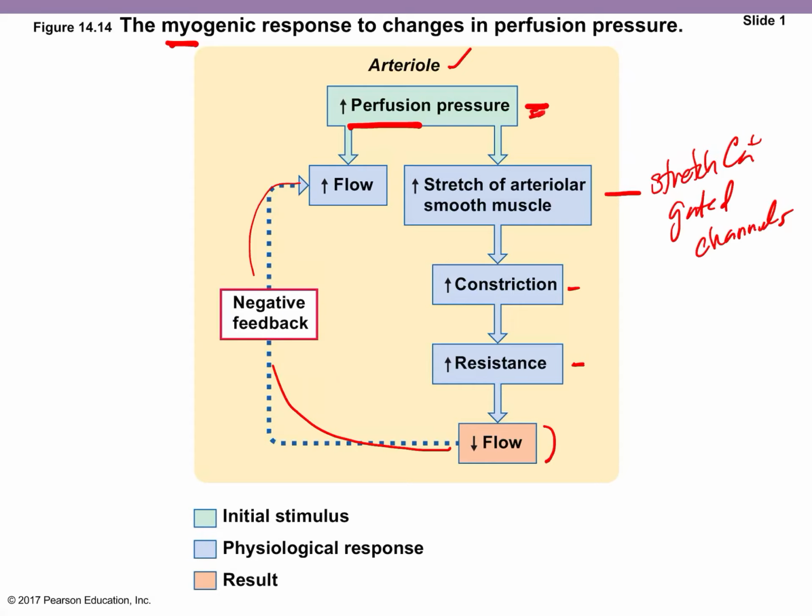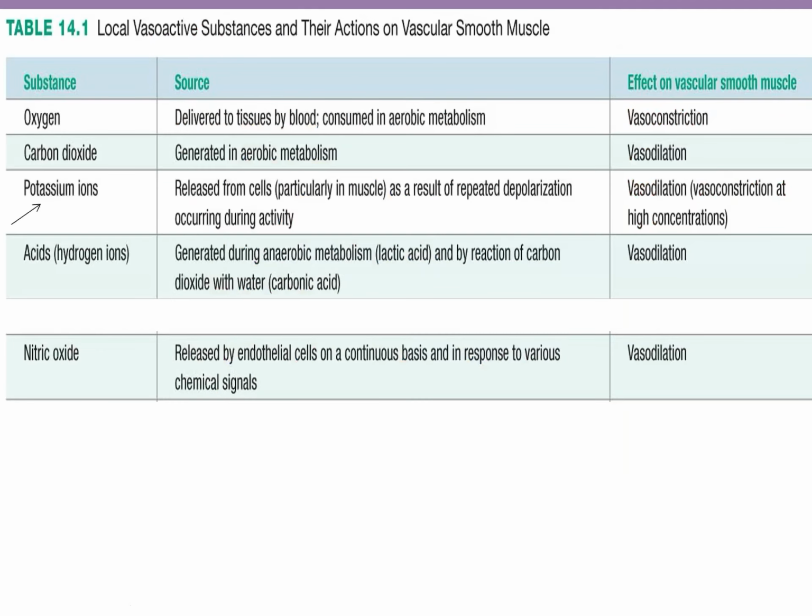But this is a response to the perfusion pressure. So there's a lot of blood coming in there. The muscle cells will actually contract to increase resistance. And the purpose of this, okay, in letter D in your outline, is to keep your blood flow constant and autoregulate the blood flow through your blood vessels.